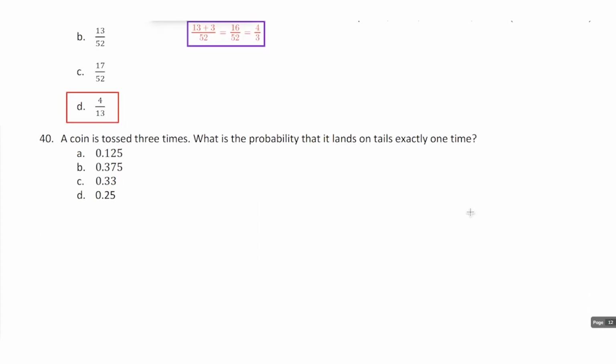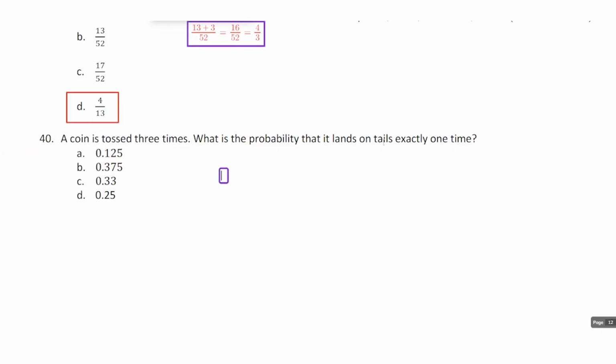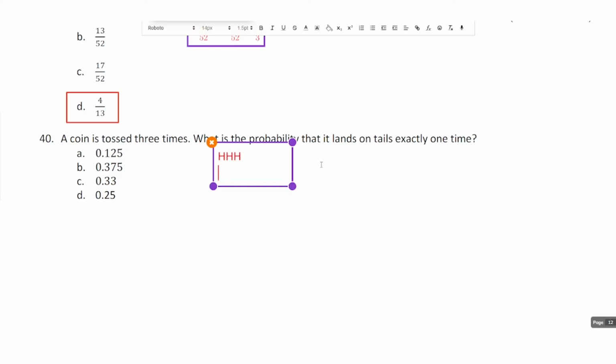Number 40 in our last problem says a coin is tossed 3 times. What is the probability that it lands on tails exactly 1 time? So to have a combined probability, we want to multiply the different events. So here are the options. We could have a situation where we throw the coin 3 times, it's heads all 3 times, right? Then we could have one where we get heads twice and then a tails, or we might get a heads and then a tails followed by another heads, or we might get a heads and then 2 more tails.